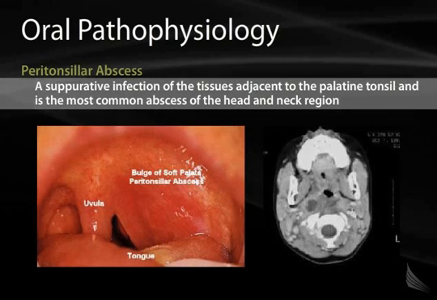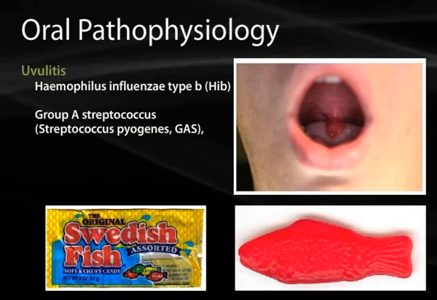Peritonsillar abscesses are suppurative infections of tissues adjacent to the palatine tonsils. These are the most common abscesses of the head and neck region and need to be recognized clinically. Because they involve the airway, when they enlarge significantly, patients can present with stridor and in respiratory distress. In those cases, these abscesses need to be drained, often surgically.